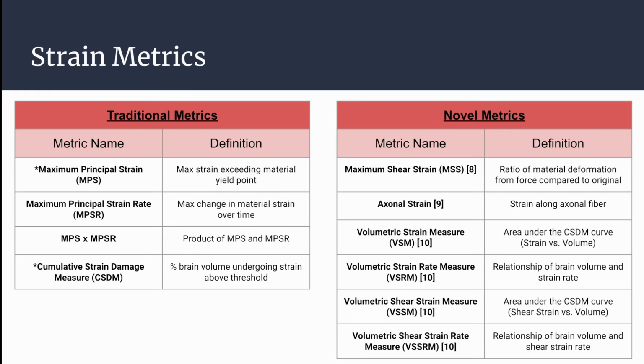throughout the brain. So focusing on metrics that are used in strain-based research, we range from maximum principal strain to strain rate to the product of these two to cumulative strain damage measure, with MPS and CSDM most commonly being reported together. Novel metrics range from maximum shear strain, which is shown to better correlate with sensitivity analysis and comparison of experimental findings from cortical damage, to volumetric strain and shear strain metrics, which were developed from the CSDM curve and outputted more accurate strain distributions over the whole volume of the brain.